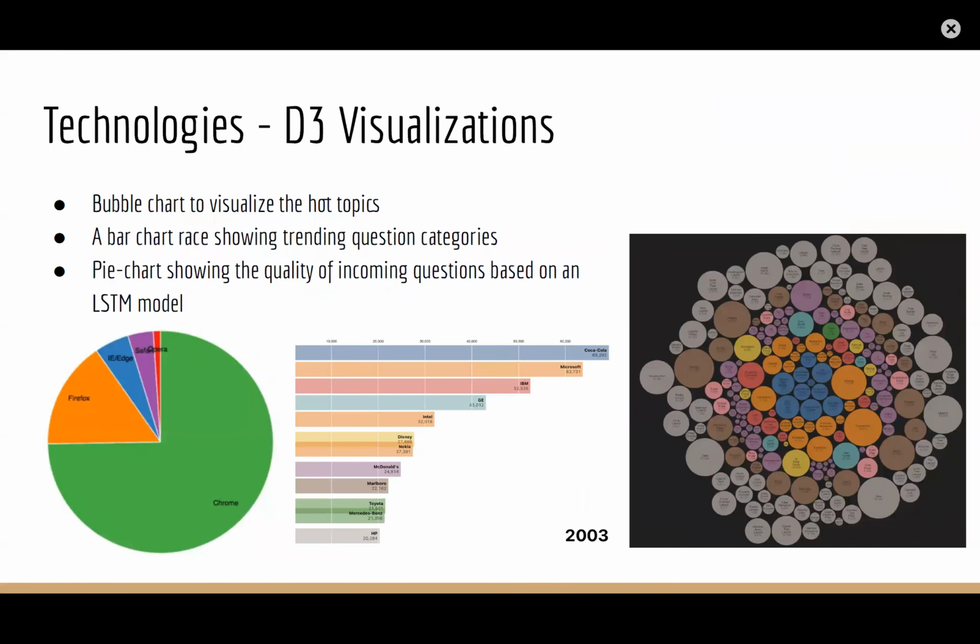In terms of the visualization, we chose to go with a bubble chart to visualize the hot topics. An example of that is shown on the very right of the slide. We also went with the bar chart race, which showed the trending question categories and was live updated. And for the prediction model, we used the pie chart, which showed the quality of incoming questions based on its prediction. We can now go on to the demo.